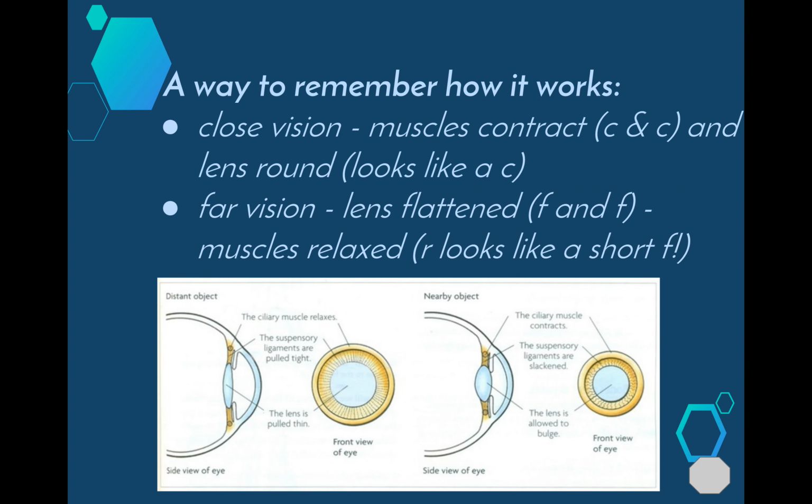A way to remember how accommodation works in the eye is by looking at the letters. So when we have close vision, the muscles contract, so therefore C and C, and the lens becomes rounder, which when you compare a C and an F, a C is a much rounder shape than an F. And then for far vision, the lens flattens. So again, F and F, the muscles are relaxed. Okay, so an R looks like a little F. So that's just one easy way to have a look at how we can remember how accommodation works.